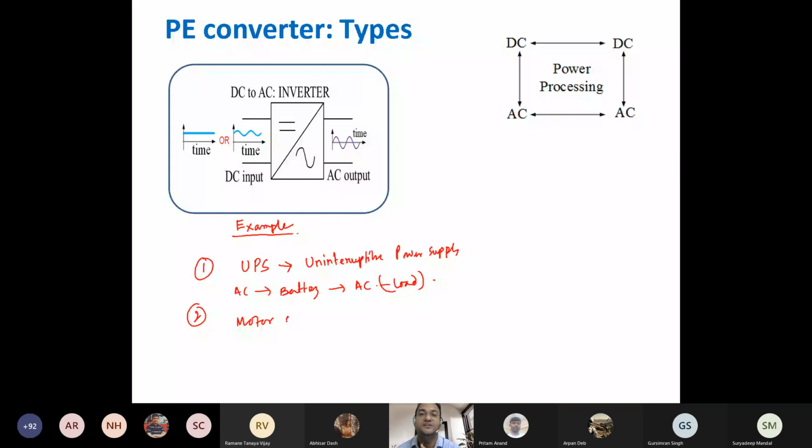Okay. An emerging application is PMASynRM, the permanent magnet assisted synchronous reluctance motor. Tesla's recent model used this.